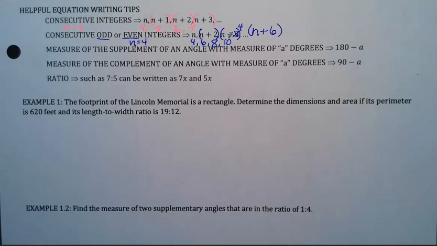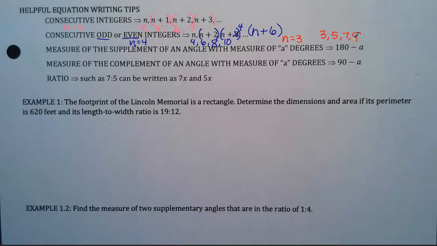Now the really cool thing is that this works for even or odd numbers. So say n was 3. Then we'd have 3 for our first one, n plus 2, 3 plus 2 is 5. N plus 4, 3 plus 4 is 7. N plus 6, 3 plus 6 is 9. So that pattern works if it's even or odd, because it's based off of your initial integer, that n.